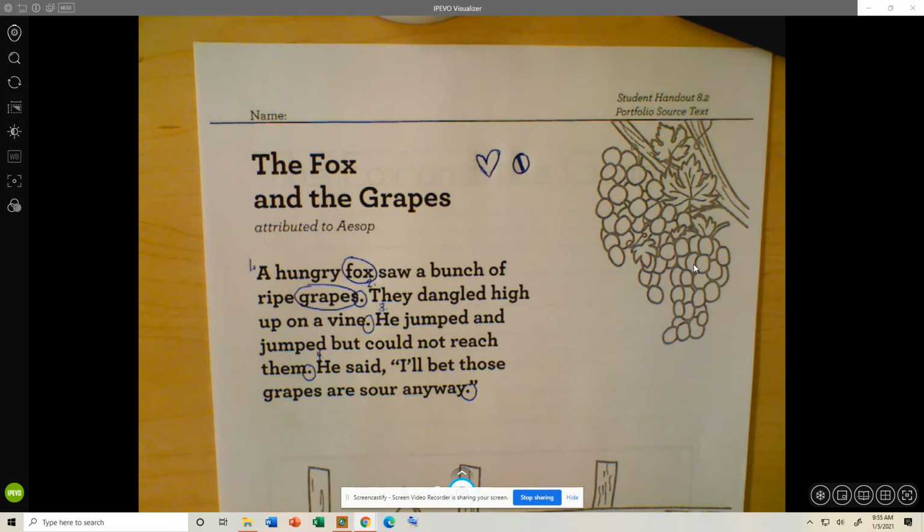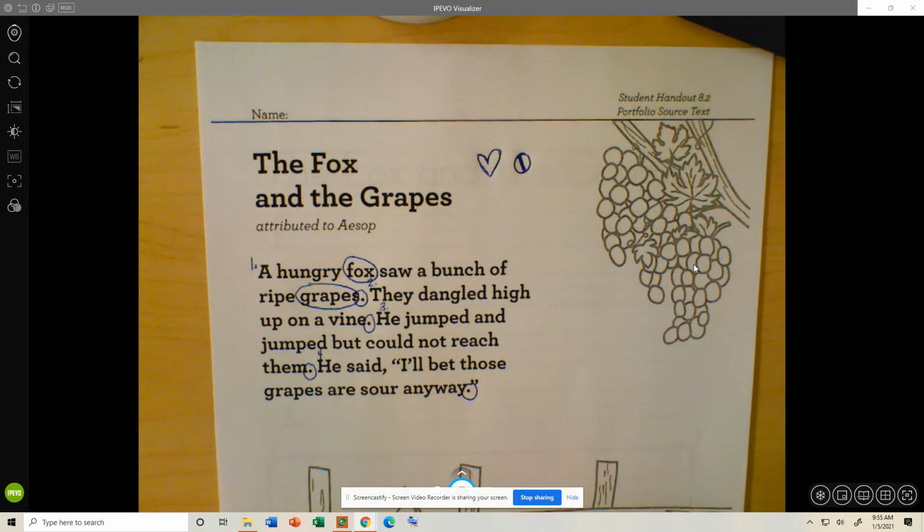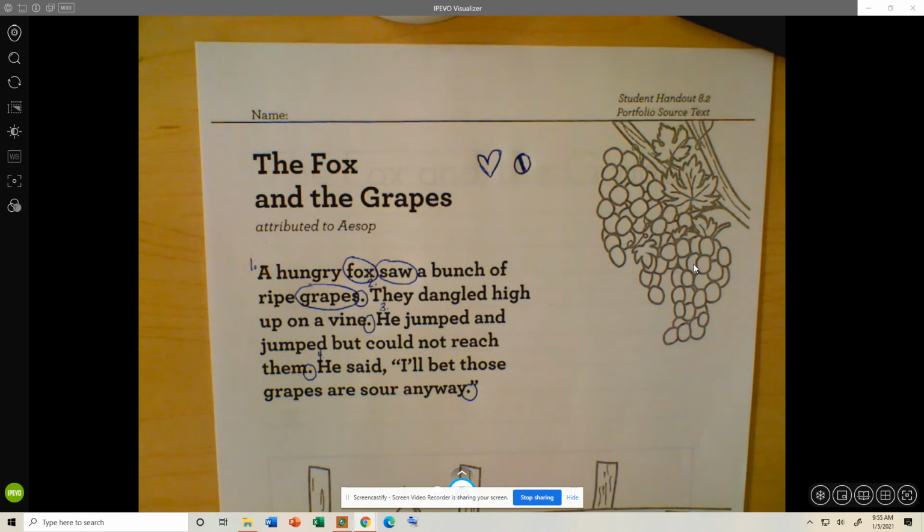Okay? And then we're going to look in between. Saw a bunch of ripe grapes. What's the most important? Did he eat the grapes? What did he do, Lydia? He saw them. Very good. So we have 3 important words there. Fox, saw, grapes. If you had all 3 of those words, could you probably give me that sentence or pretty close to it? Yes. Yeah, I think so.